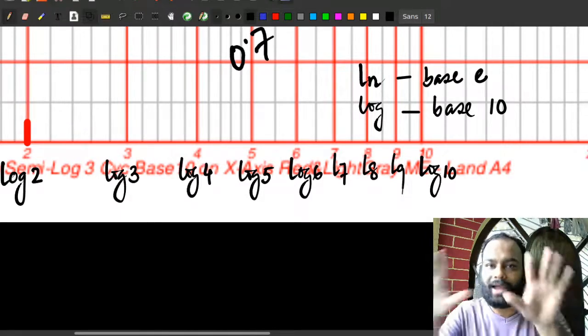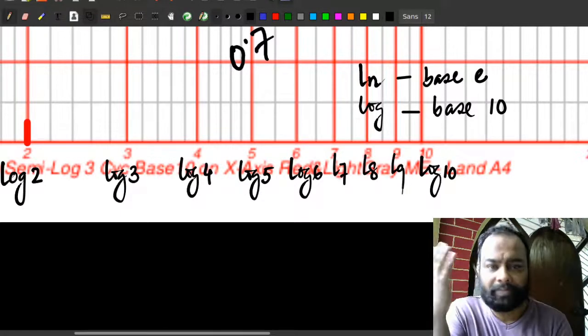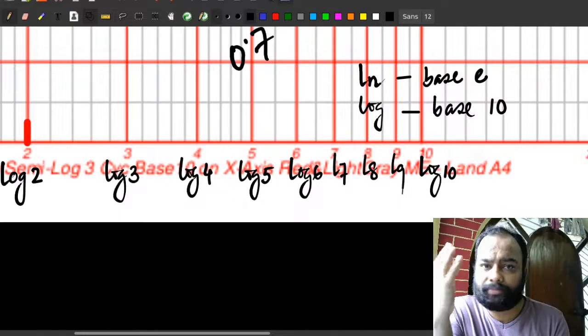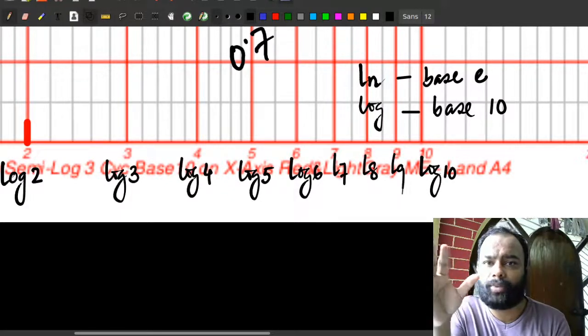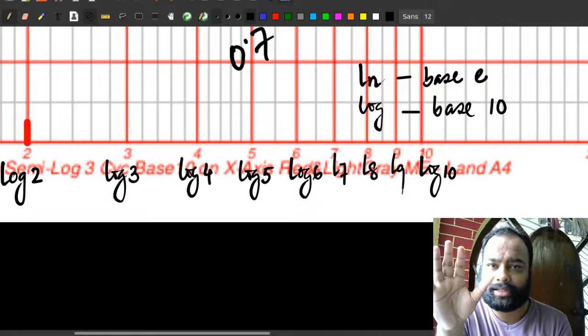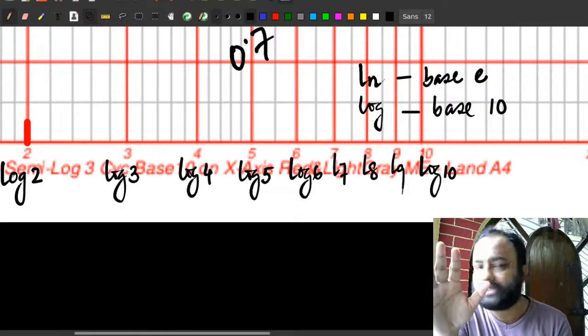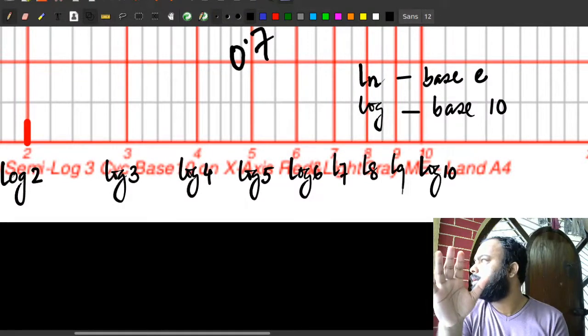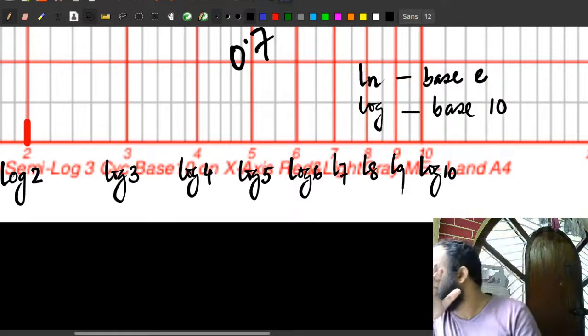Why base 10? We have 10 fingers. Have you ever wondered why our number system has 10 digits? Why our number system is base 10 number system? Simply because, what happened? Hold on a moment.